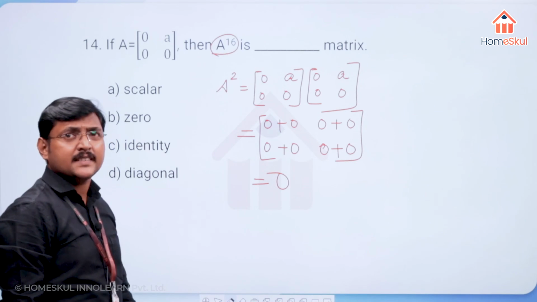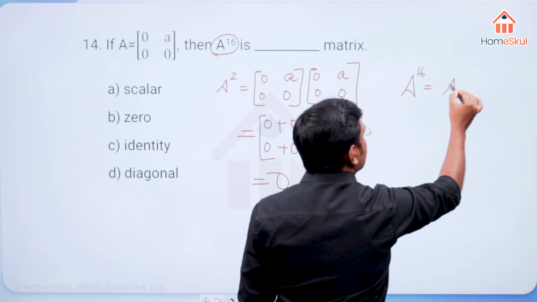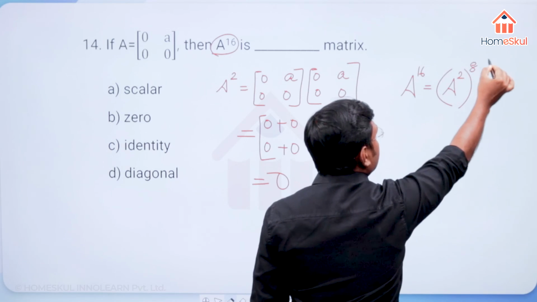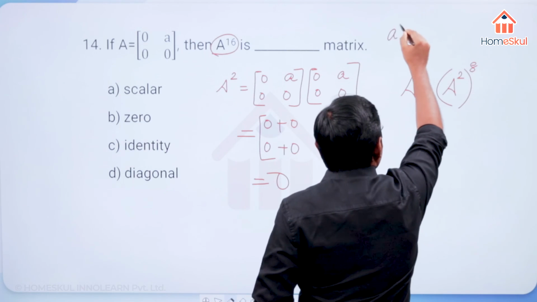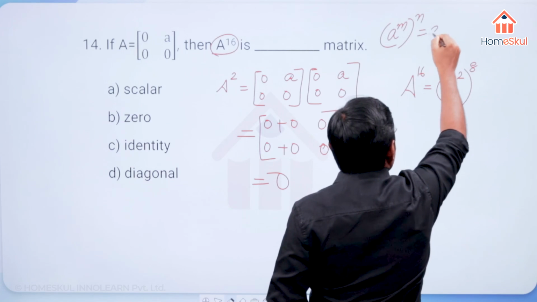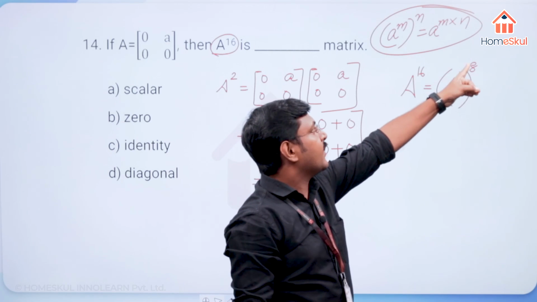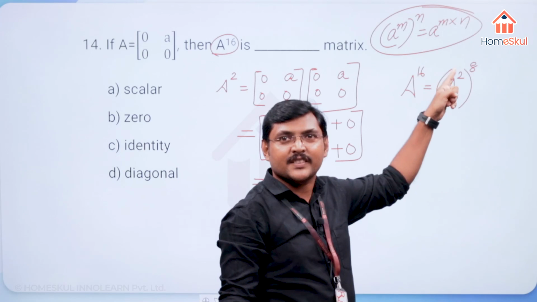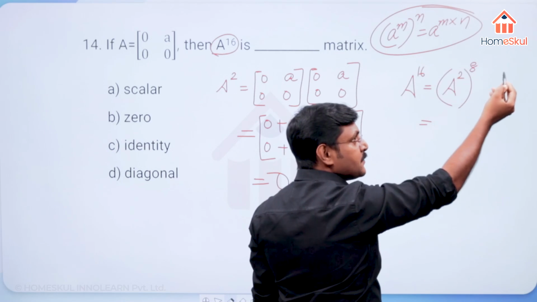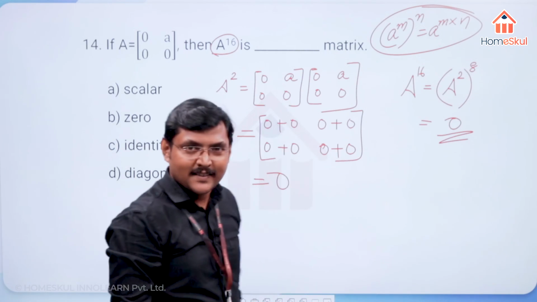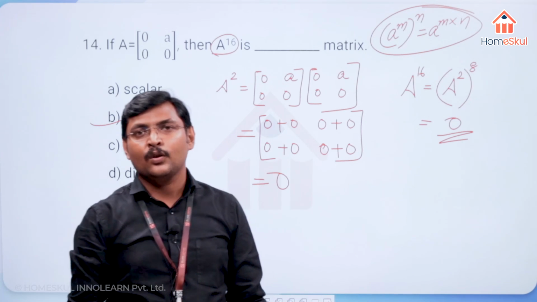We are getting A square as a 0 matrix and we require A raised to 16. We can write A raised to 16 as A square the whole raised to 8. We know that A raised to m the whole raised to n is equal to A raised to m into n. A square the whole raised to 8 means 2 into 8, that is 16. We already know that A square is a 0 matrix. So a 0 matrix raised to 8 will be 0 itself, no change. So we can say that it is a 0 matrix, a very important point. I hope this is clear, right? So listen, please note this.